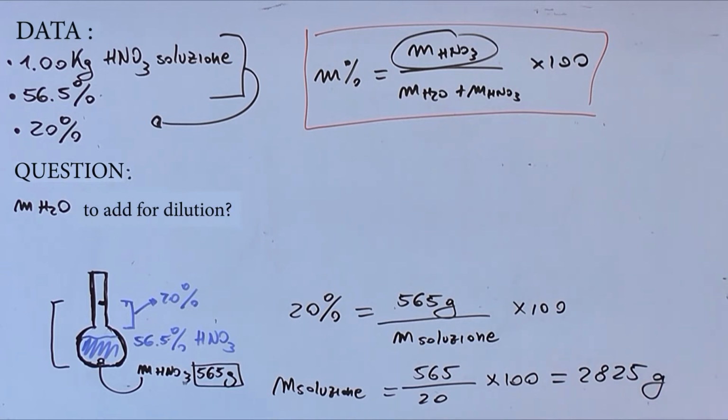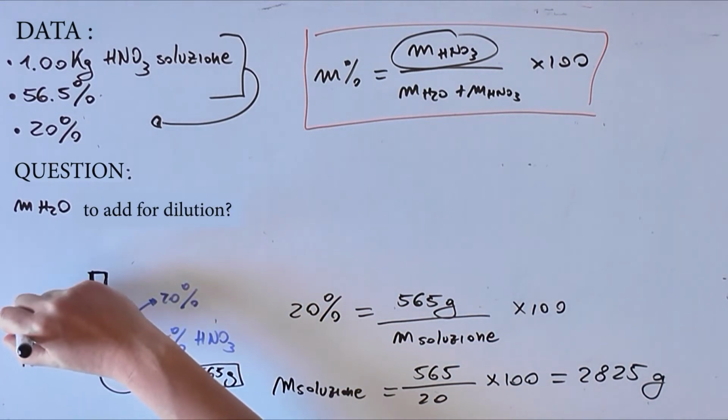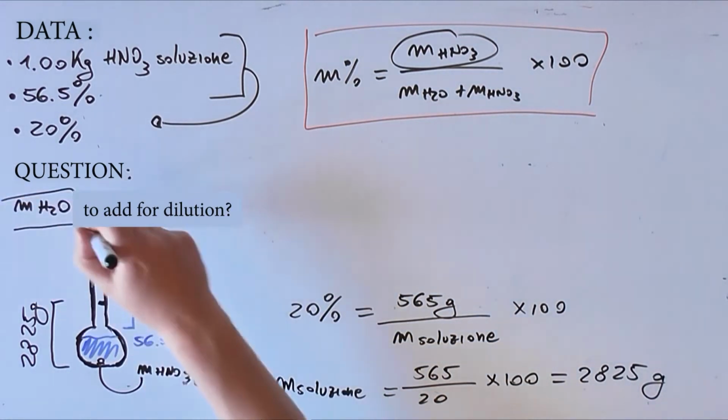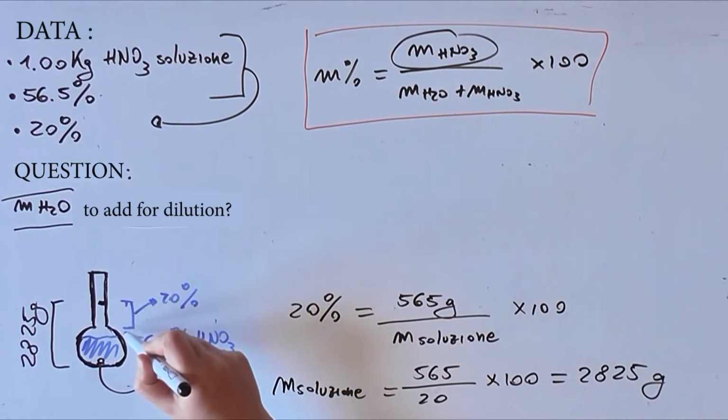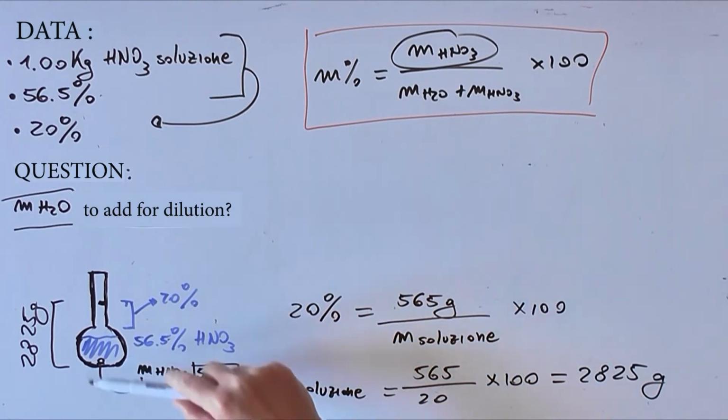I will erase this first part here just to have more space. So we got 2825, which is the total mass of solution. But the problem was asking the mass of water to add to this solution in order to obtain the less concentrated solution, which is 20%. Why was the problem asking that? It's not that the problem is mean, but it's because actually in the lab we need to know this number to make this solution. So it's very useful.